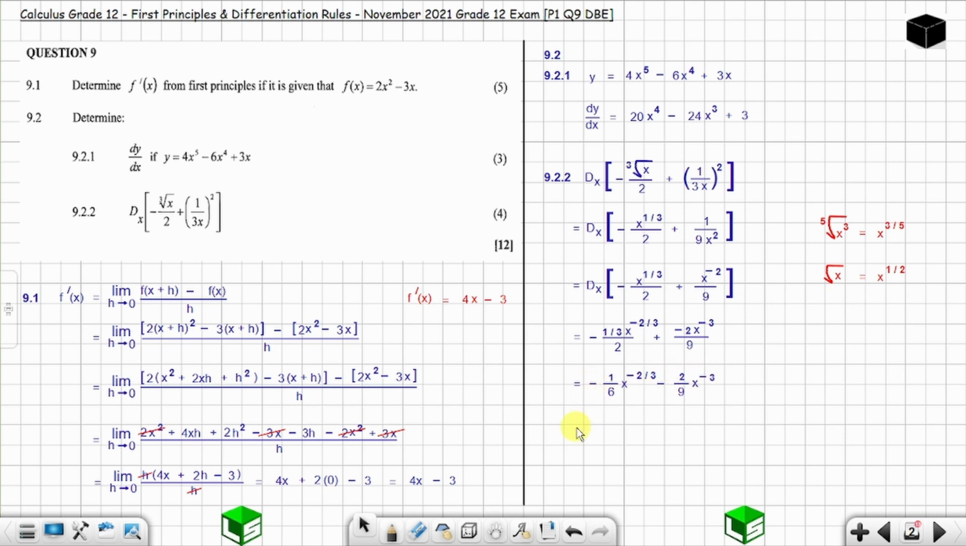Okay, so you can say this is equal to, you have negative there, 1 over 6 x to the power of 2 over 3. Instead of a negative exponent, you have a positive exponent, and then you have negative 2 over 9x cubed. You change this from the numerator to the denominator, the sign of the exponent changes from negative to positive. Okay, we are done with question 9 from November 2021 from DBE.